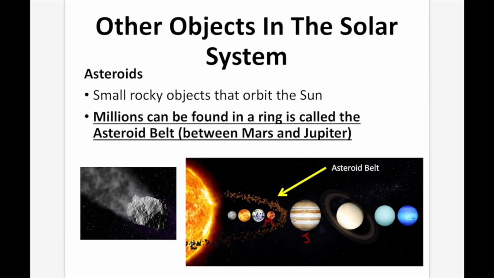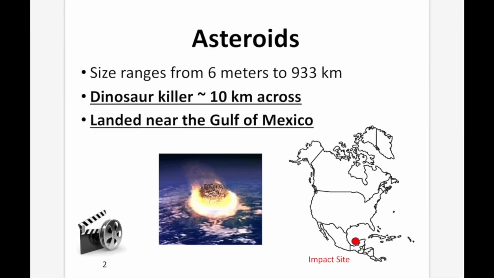Now, the asteroid belt isn't like it is in movies, where if you fly into an asteroid belt, you need to zigzag out of your way so you don't crash into one. Although there are millions of asteroids in the asteroid belt, they are still really far apart because space is so huge. If you were in the asteroid belt, you most likely wouldn't be able to see any asteroids because they're so far from each other. Asteroids range from anywhere from 6 meters to about 933 kilometers.